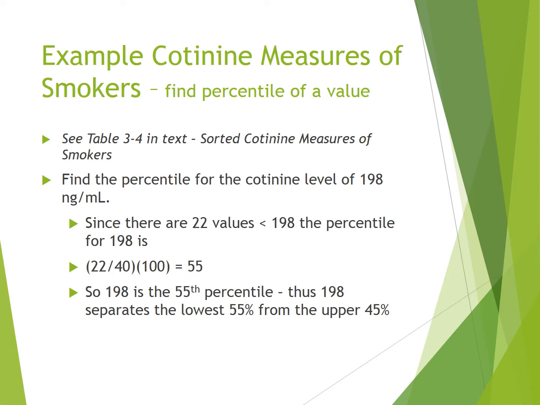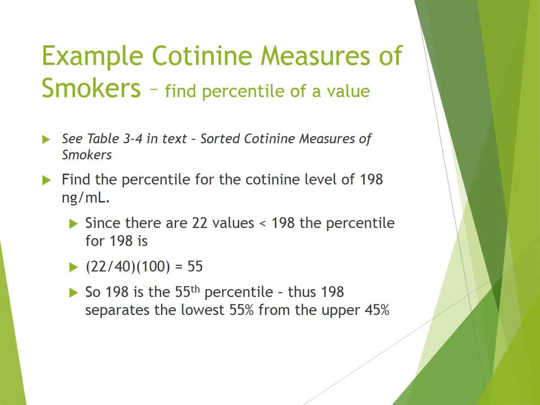So the examples were the cotinine measures of smokers. So first, let's find a percentile of a value. Now look at table 3.4 in your textbook, and it's the sorted cotinine measures of smokers. Let's find the percentile for the cotinine level of 198.